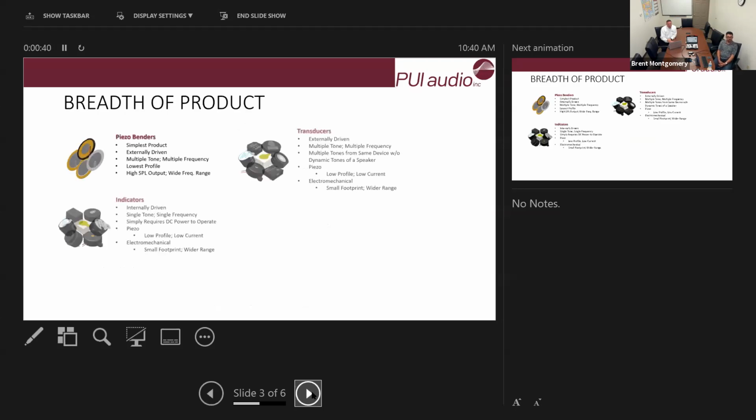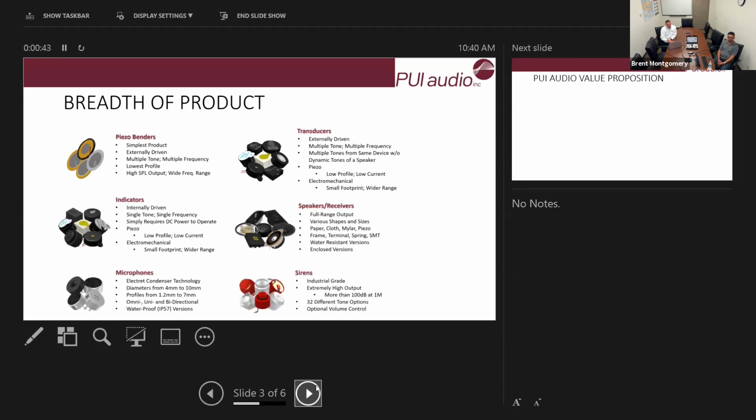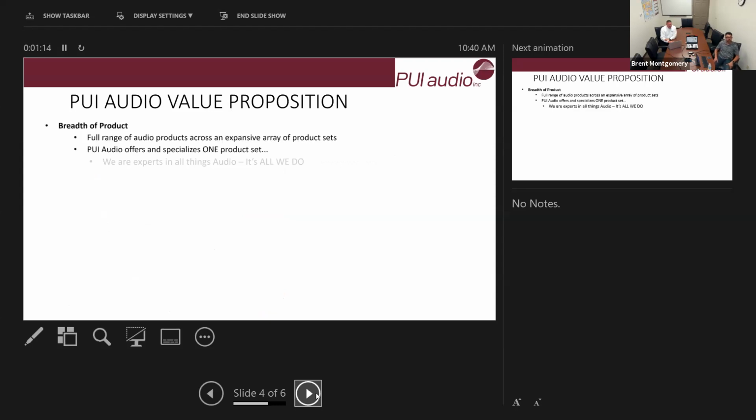A little bit about the breadth of product, and Aparna had introduced, and this is just a real quick high level, and I won't get into any technical details, but these are the product categories that we offer. We are going to stick to the speakers and microphones for the purpose of this presentation as it applies to the IoT industry. But we did want to let you know we do offer a full range of audio components, ranging from raw piezo elements all the way up through large speakers and sirens. So we'll talk about the mics and speakers later.